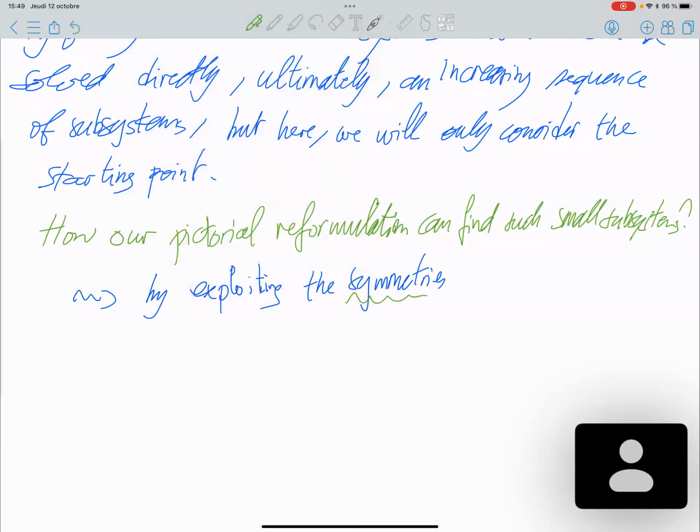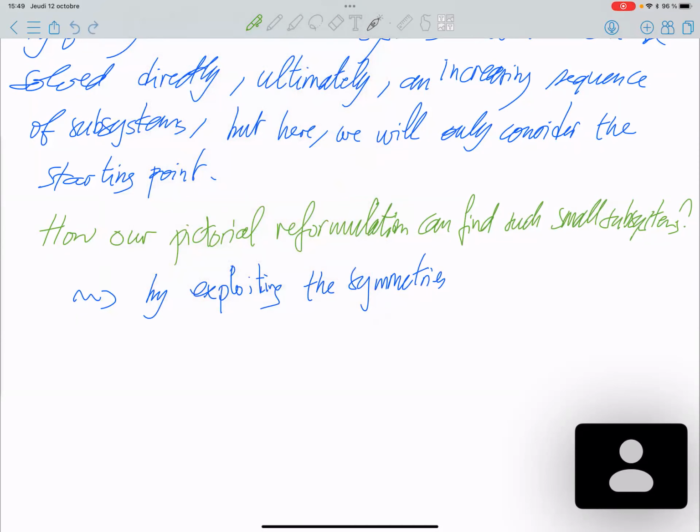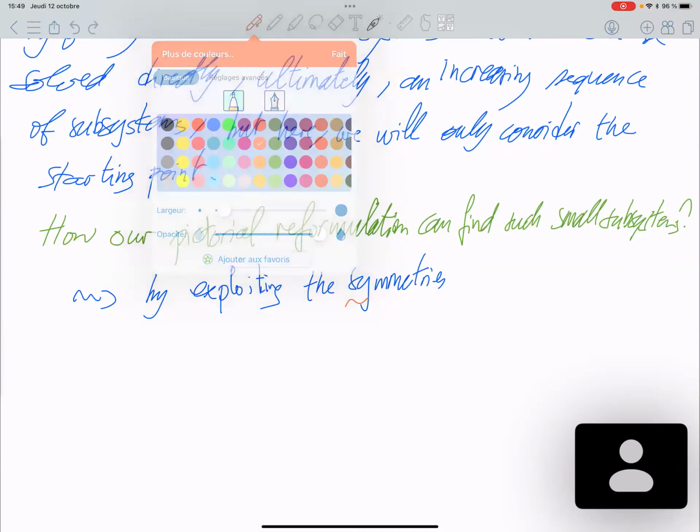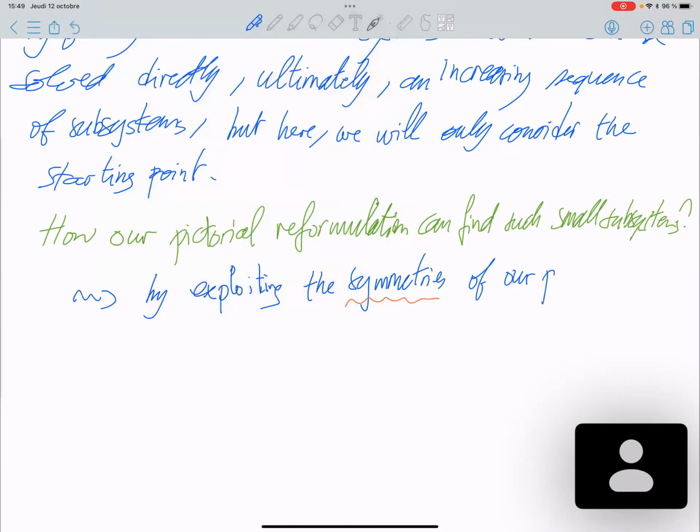So by exploiting the symmetries of our pictorial reformulation, let me use another color for that. In fact, these symmetries exist in the Pentagon equation, but they are not visible. The pictorial reformulation doesn't create symmetries; it just reveals them.